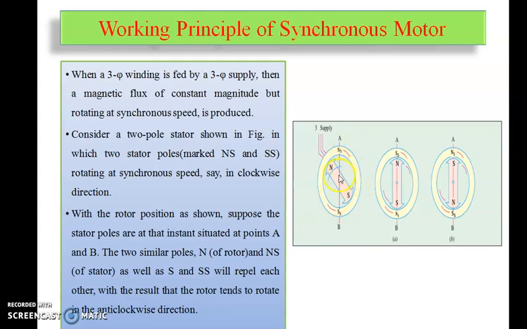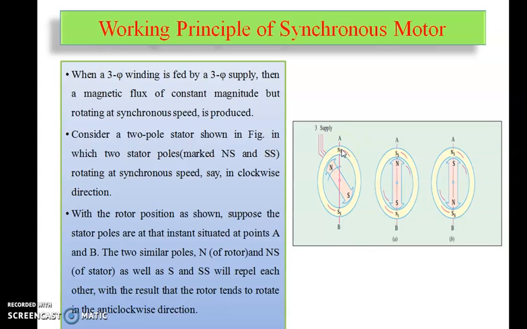Now for simplicity, just consider a two-pole stator as shown in the figure, in which the two stator poles are marked NS and SS, N and S. Here the N pole is there, here the S pole is there.